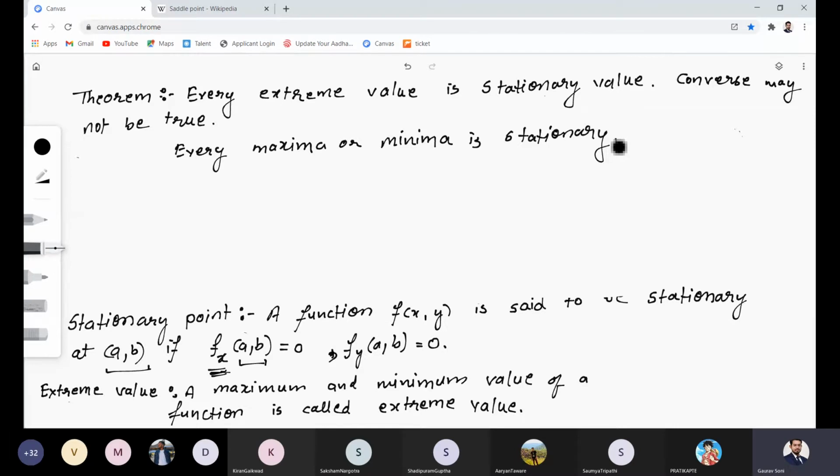For a simple example, we just talked about the saddle point. At a saddle point, we have seen that it is neither maxima nor minima, but a saddle point will always be stationary. That thing we will see later. So I just have one question now. If I want to find the points at which we will have extreme value, what can be the procedure?